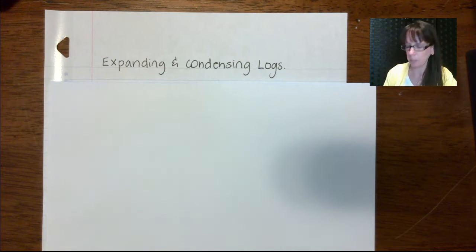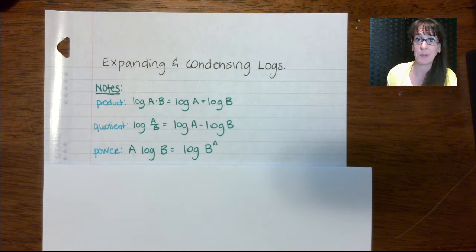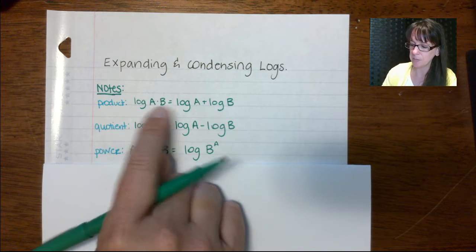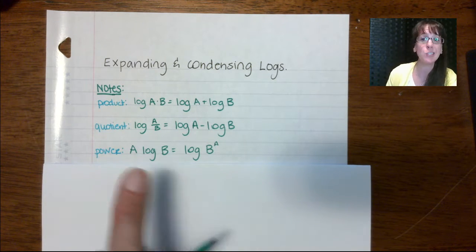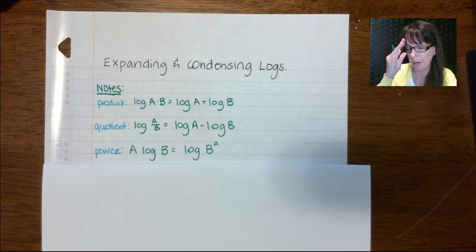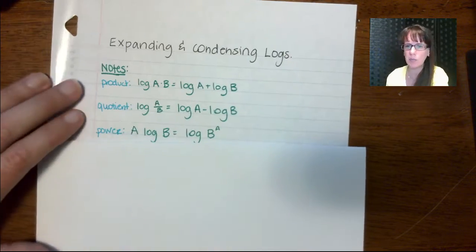If you did not see my previous video with those rules, here's another opportunity for you to write those down, copy them down. You're going to need to know them. Remember, multiplication means addition, division means subtraction, and the power property just means that you're going to boot that exponent or that power to the front. So let's talk about why we need to use these. How can we use these?